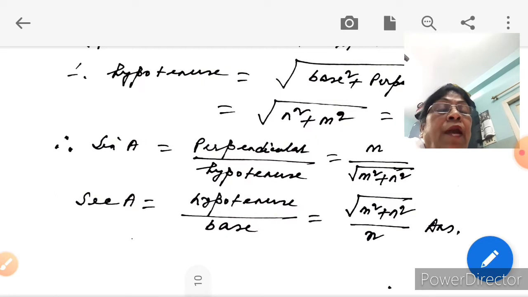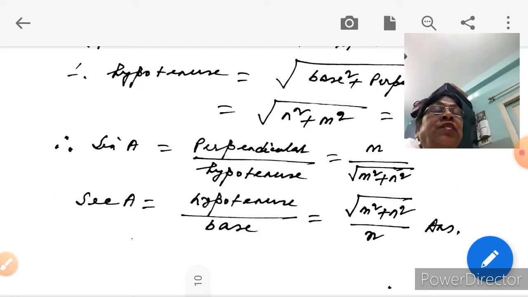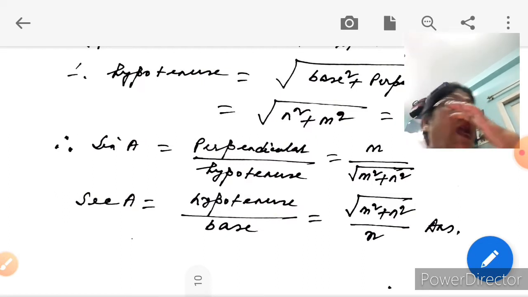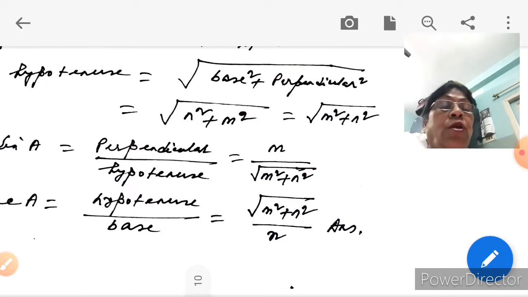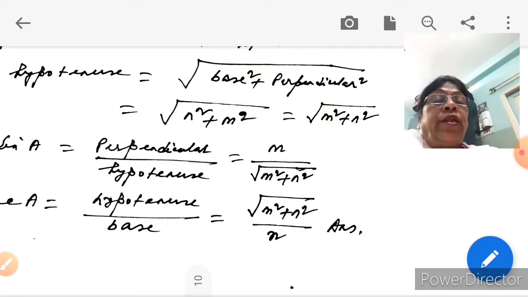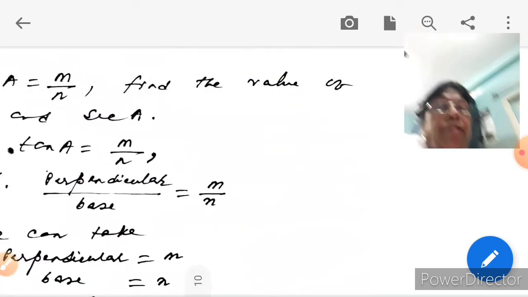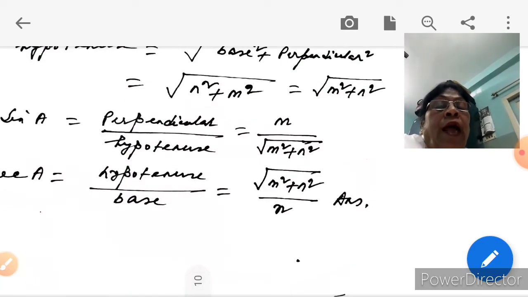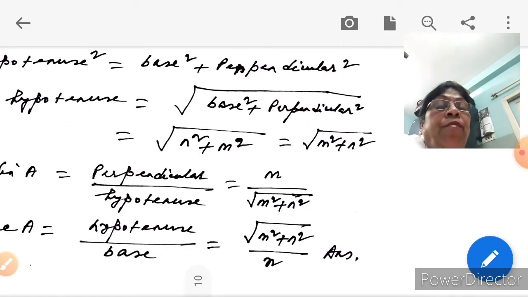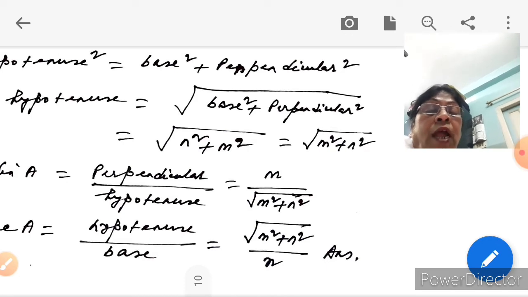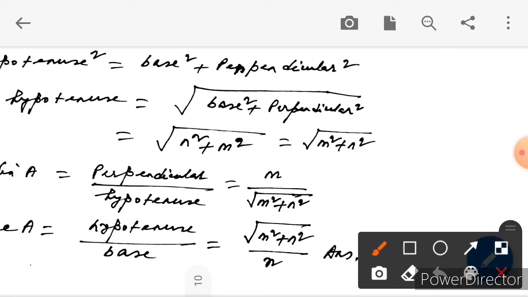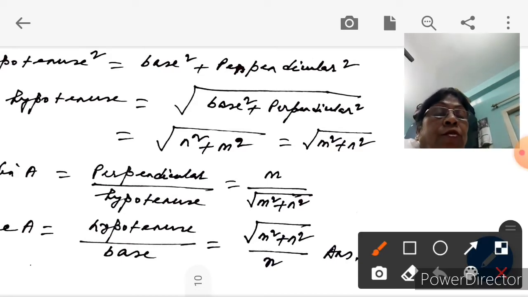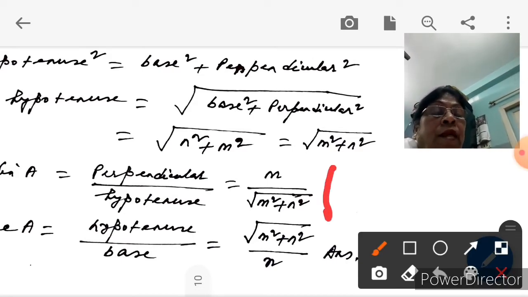So, what do you mean by sin A? What is the value of sin A? How would you write sin A? Sin A is equal to perpendicular by hypotenuse. Already you got perpendicular m, so you write m, and the hypotenuse you found out is root over m square plus n square. So, sin A is equal to perpendicular by hypotenuse, that means m by root over m square plus n square.